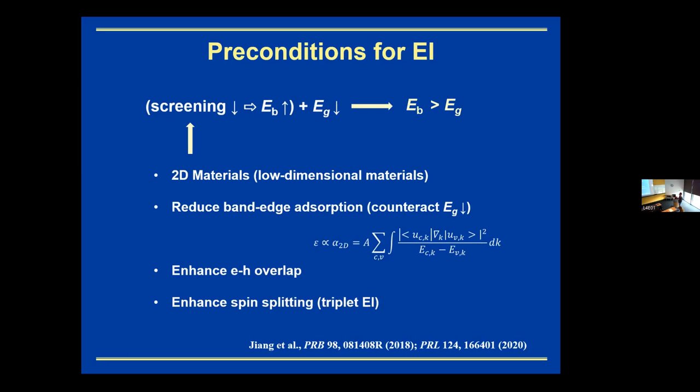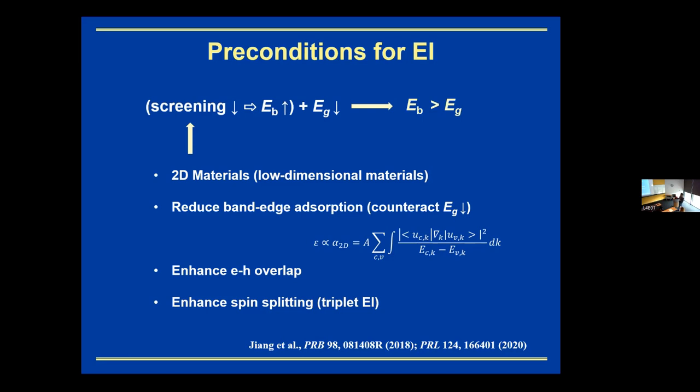To realize this condition, you usually need a low dimensional material, because, for example, in a 2D material the screening is greatly reduced: if you have a single sheet, then the electromagnetic field can go outside into the vacuum without being screened. Another condition, as I mentioned, is that you want a small band gap material.